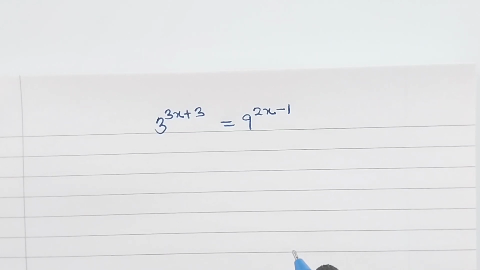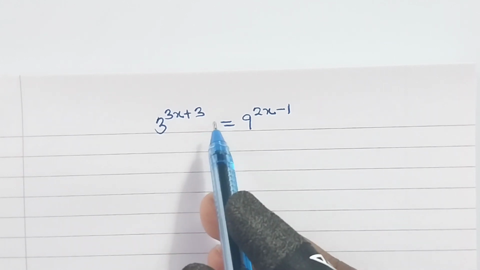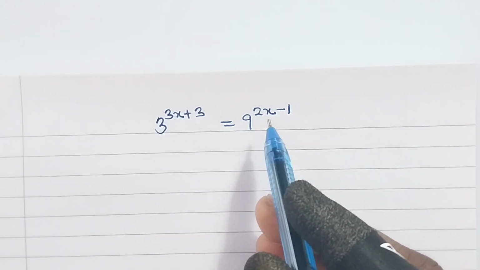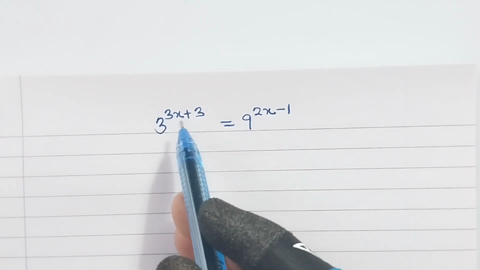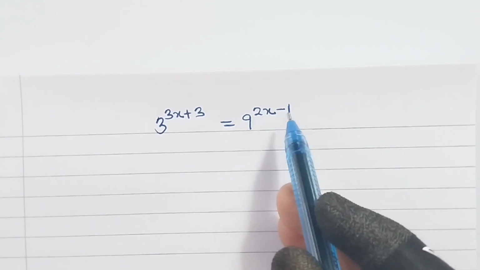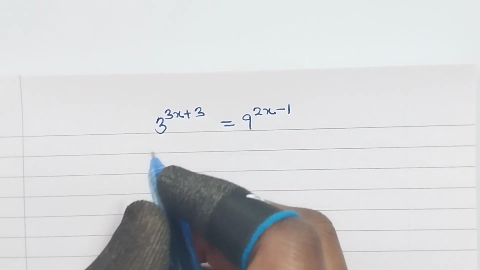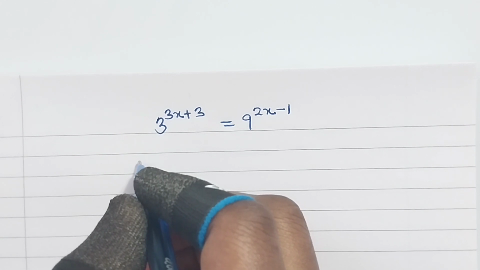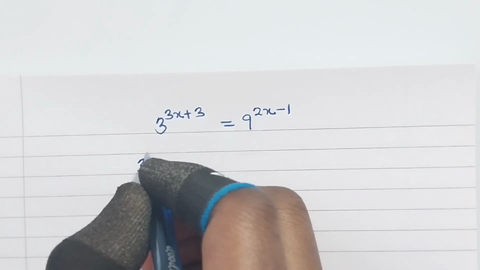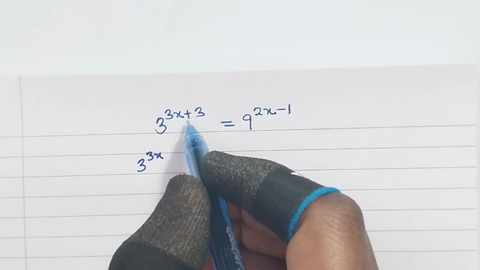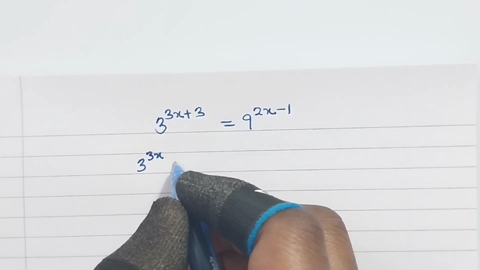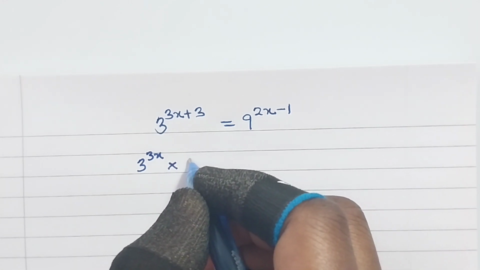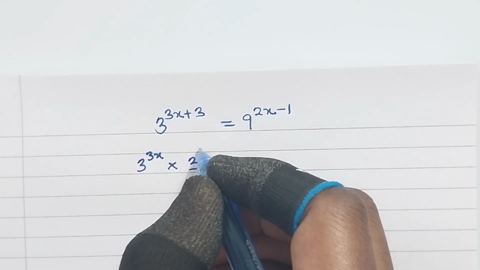In this video, we are to solve for x given that 3 raised to power 3x plus 3 is equal to 9 raised to power 2x minus 1. To begin, we need to separate these powers. And to do that, we now have 3 raised to power 3x. Because this here is addition, we're going to have a multiplication, then 3 raised to power 3.